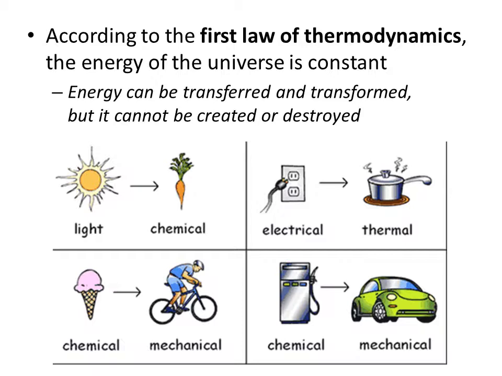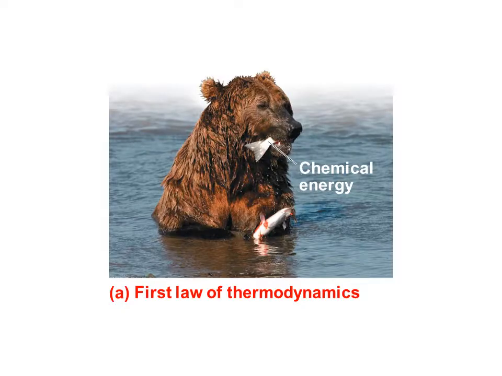In this image, we are looking at different forms of energy. Light energy is being converted into chemical energy. That's in a process called photosynthesis. We have electrical energy being converted into thermal energy. So these are different energy transformations. Again, energy can be transformed, but it cannot be destroyed. That is the first law of thermodynamics.